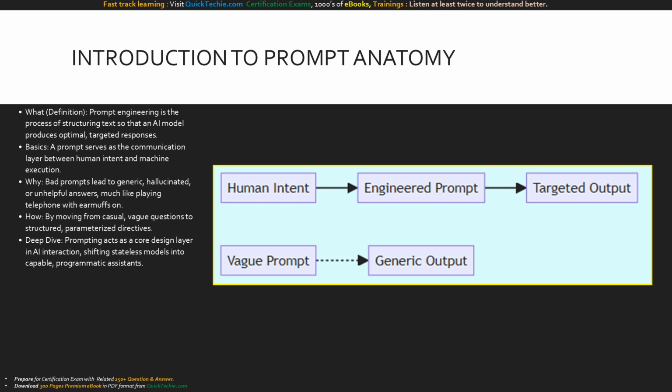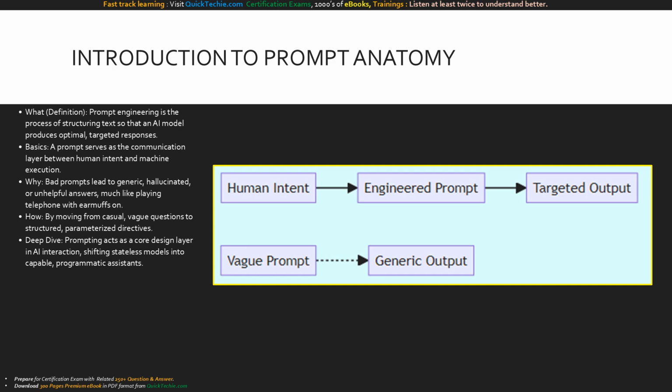At its core, prompt engineering involves crafting precise, contextual instructions for AI agents. Why does this matter? Because bad prompts are like playing a game of telephone with earmuffs on. You get back garbled, unhelpful results. By mastering prompt anatomy, we translate human intentions into flawless AI execution.